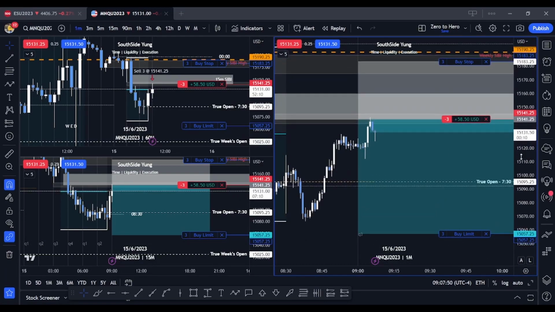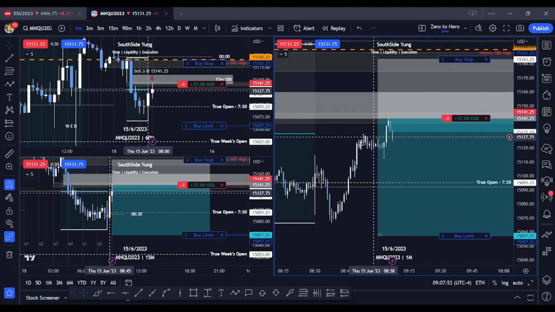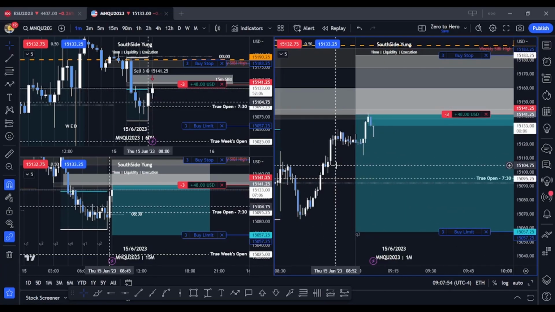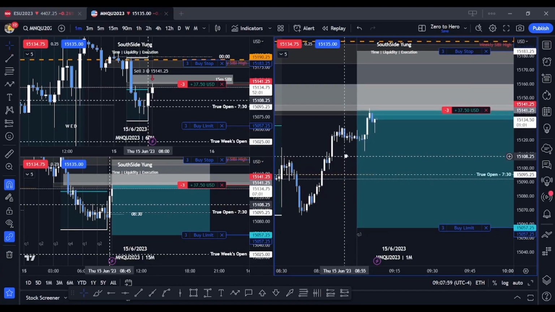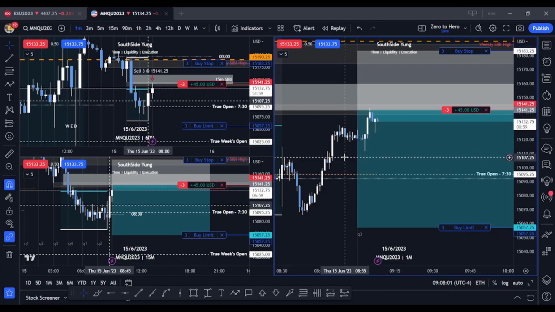Okay, looks like price is coming into this right here. 5 minute visit to the 50 minute 1 minute, CB. 1 minute busy holding up strong right here.